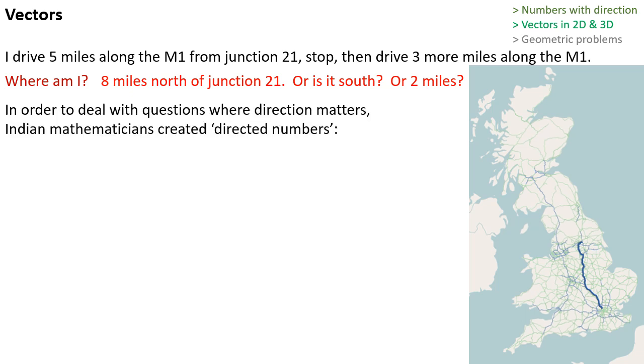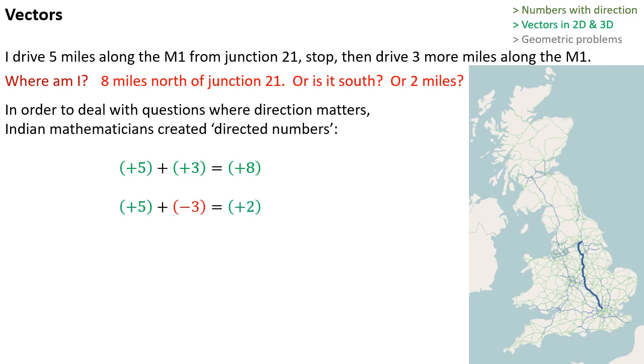Now, these questions where direction matters call for a new type of number. We can't just talk about 5 miles, we need to talk about 5 miles north. And therefore, we come up with this new sort of number, directed numbers. Now, if it's 5 miles north and 3 miles north, it's not a problem. We still end up 8 miles north.